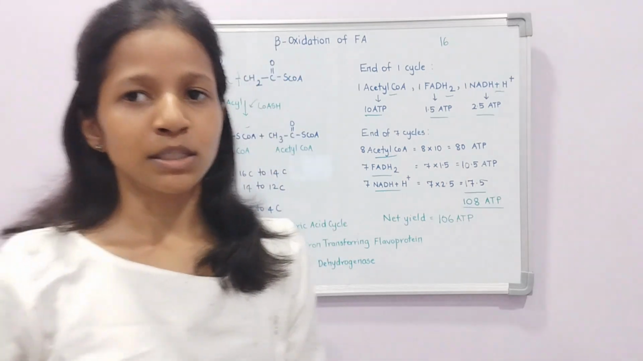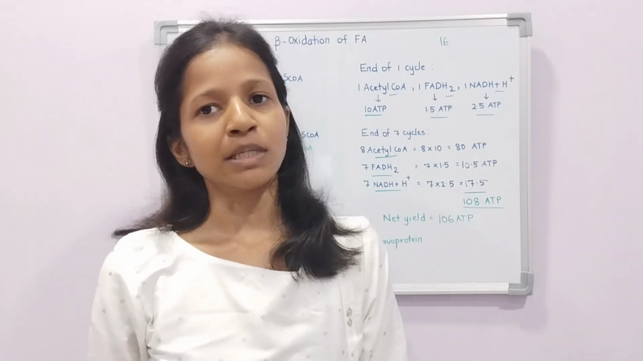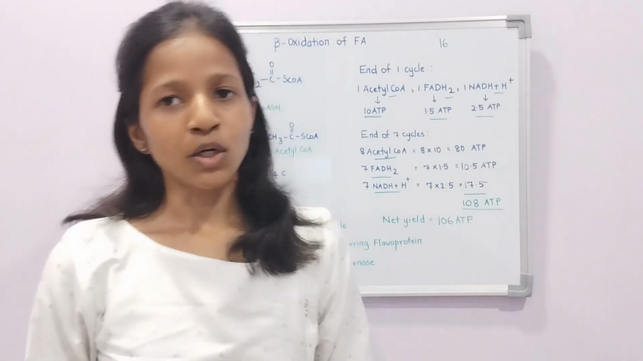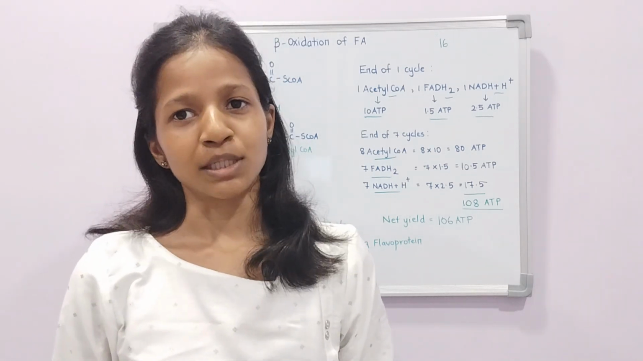The oxidation methods for say unsaturated fatty acids or those with uneven number of carbon atoms might be slightly different. I hope beta oxidation of fatty acids is clear. If you have any doubts, feel free to drop it in the comments.